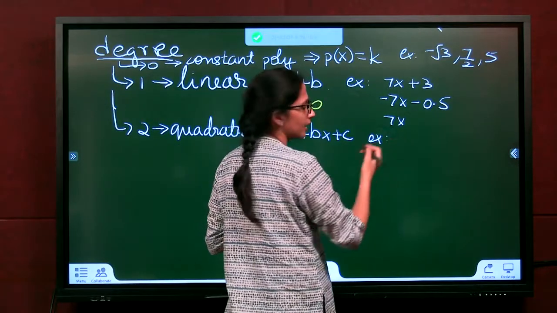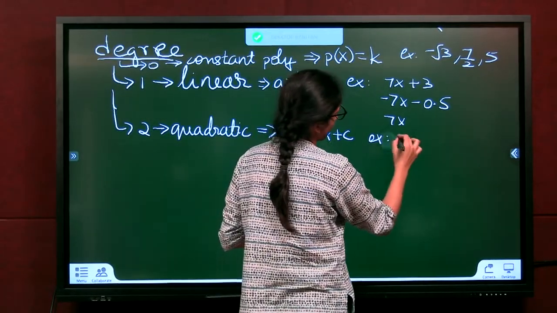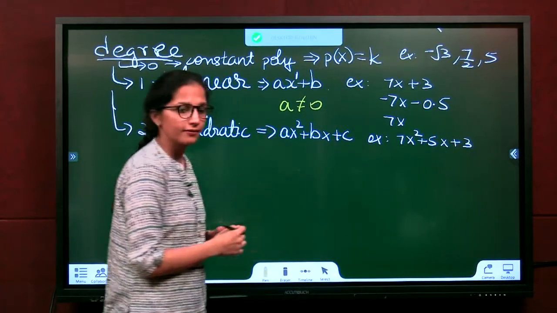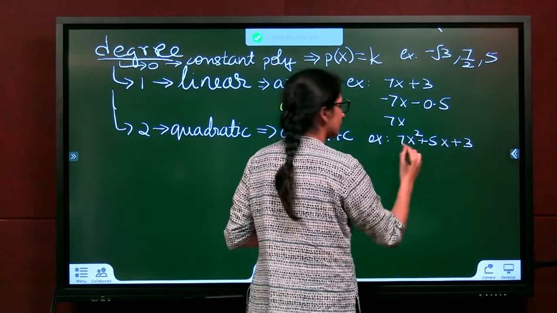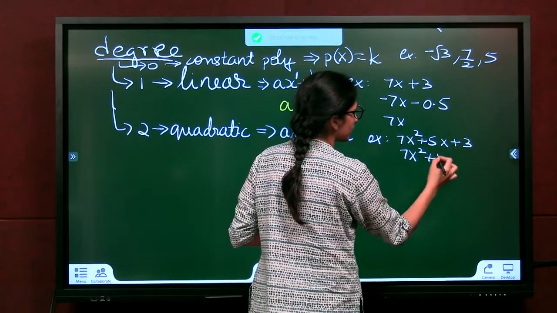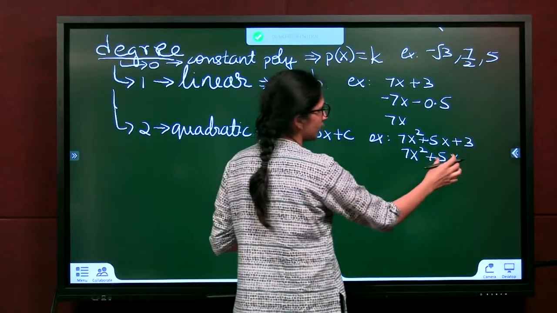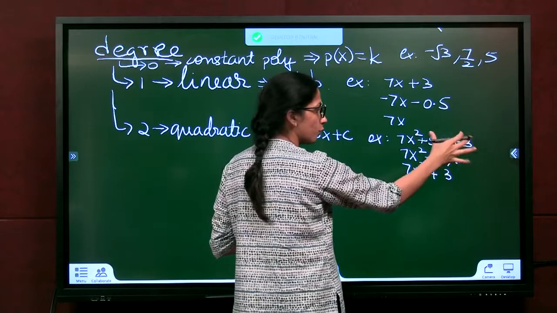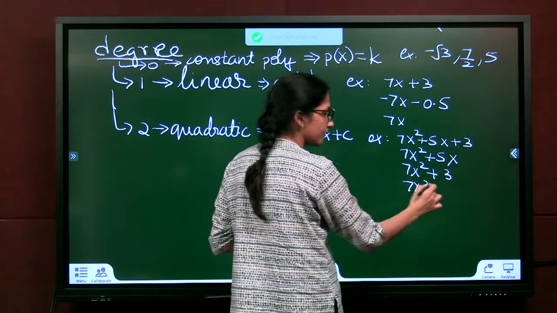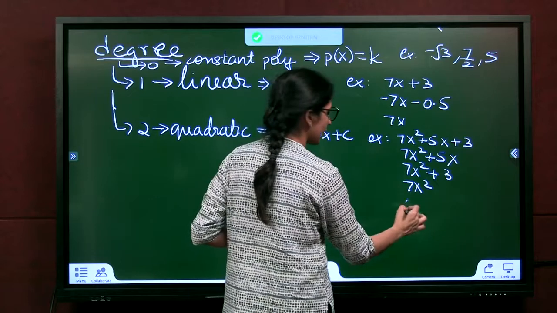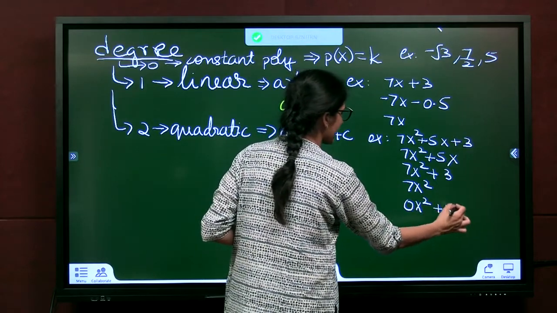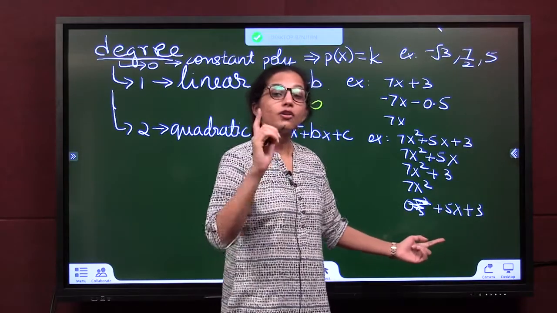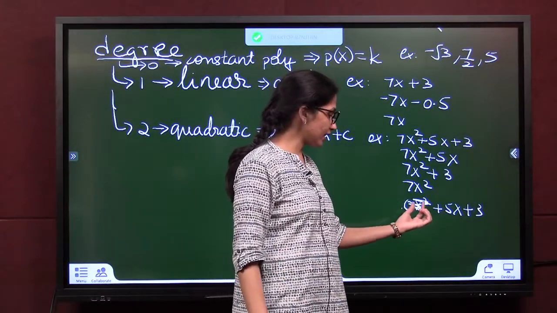Example: 7x square plus 5x plus 3. Valid. Can I remove the last term? Yes, you can. 7x square plus 5x. Can I remove the middle term only? 7x square plus 3. Remove the middle term, yes. Remove both these terms, also valid. But can I remove 7 itself? 0x square plus 5x plus 3. That means this is not there. Is this a quadratic polynomial? No. Why? If 0 is there, this goes away.